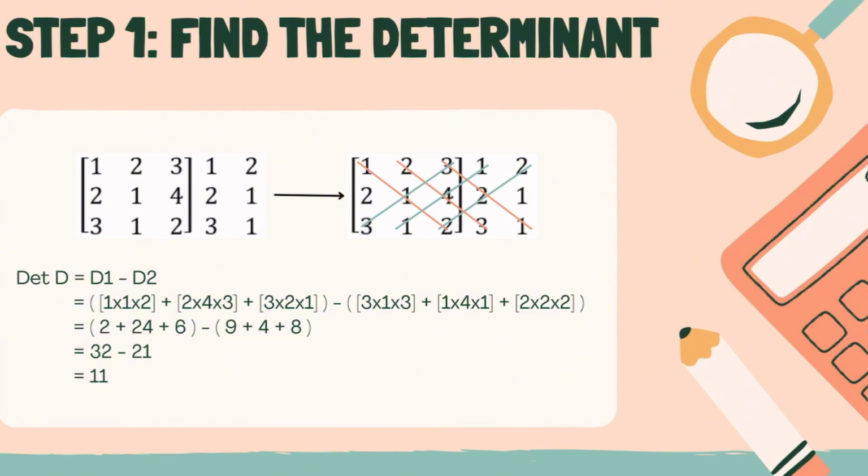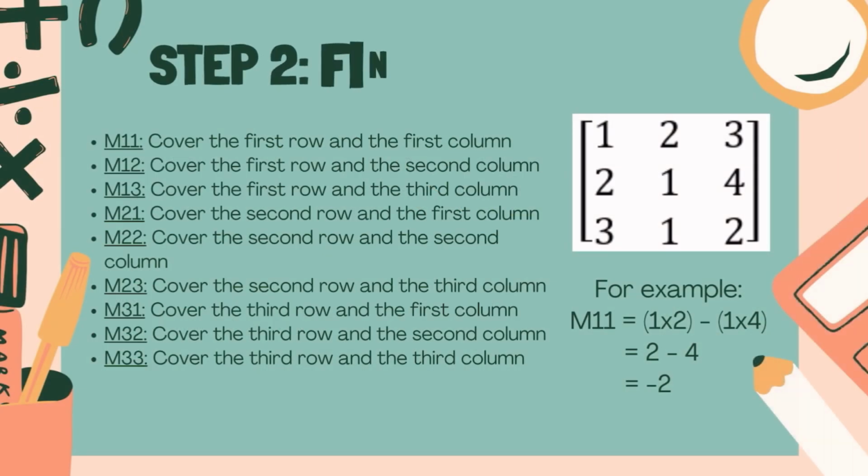Then after finding out the main diagonal and the secondary diagonal, you have to subtract the secondary diagonal from the main diagonal. In here, the main diagonal is 32 and the secondary diagonal is 21. So, you have to subtract 21 from 32, and the finished result is 11. Moving on to the second step.